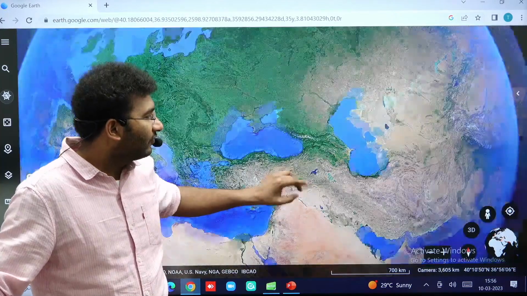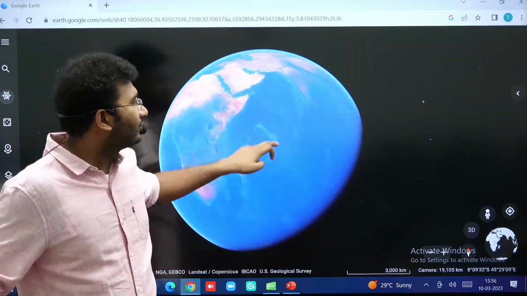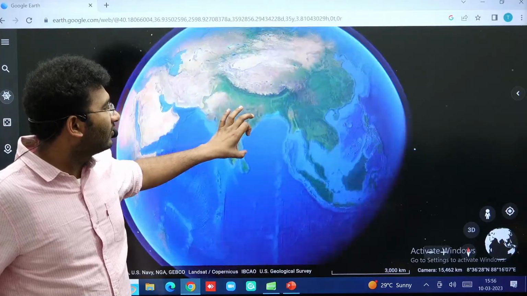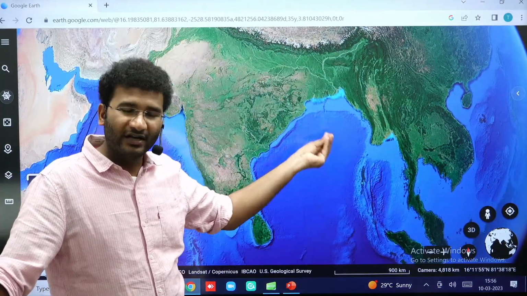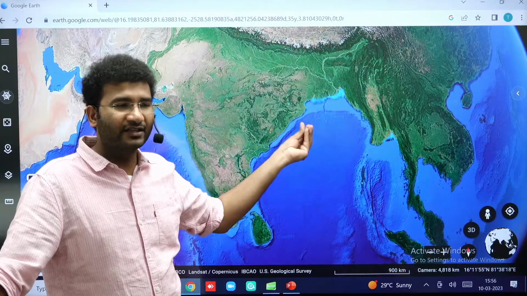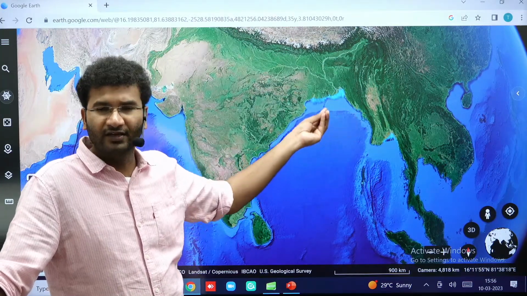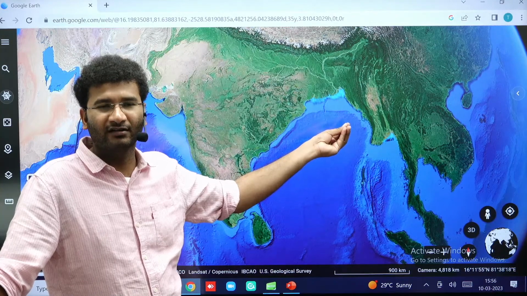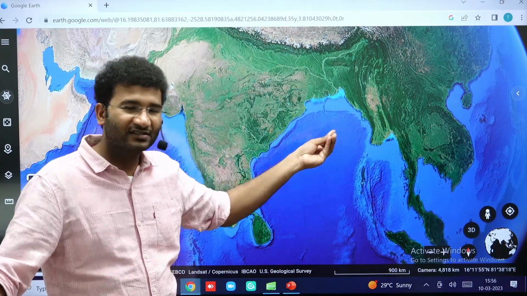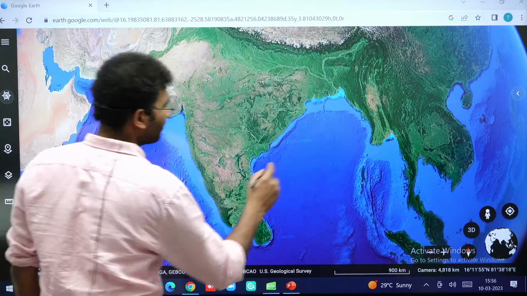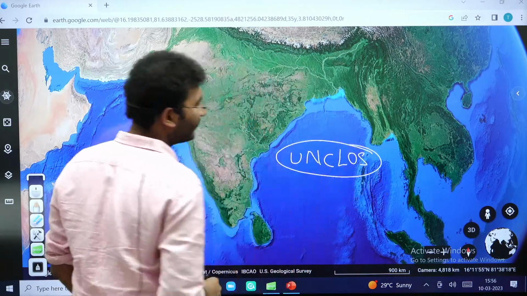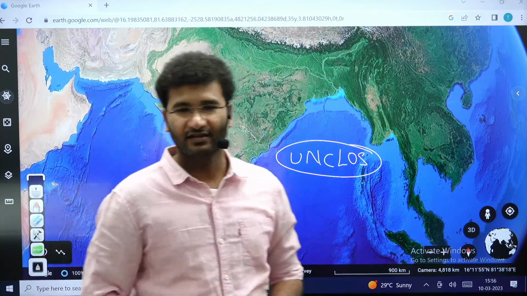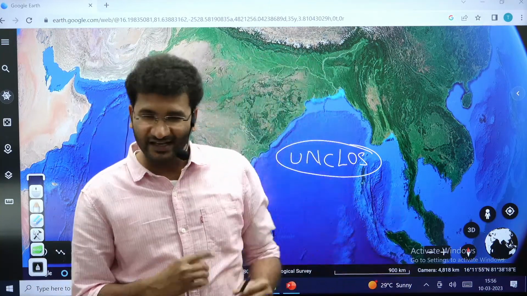India fought with Bangladesh in the United Nations court, where it wanted to acquire a few islands, but India finally had to give away these islands to Bangladesh. Bangladesh की favor में आया था वो judgment. Why? Because there is a concept called UNCLOS, United Nations Convention on the Law of the Sea. So this we will study in the further classes.